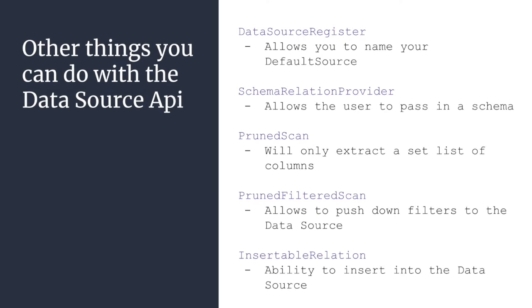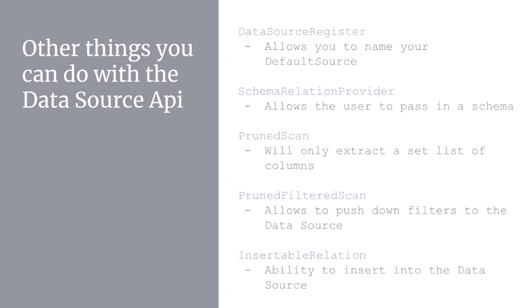tasks. So there's a couple other things you can do with Spark's data source API. For example, you can extend the DataSourceRegister, so you no longer need to call your data source DefaultSource and you can correctly name it. You can also extend SchemaRelationProvider, which allows the user to pass in a schema. You can also implement PrunedScan, which will allow you to work on a subset of the columns. Also, PrunedFilteredScan will allow you to push down filters into the data source, and also InsertableRelation, which adds the ability to insert data into the data source instead of extracting from it.